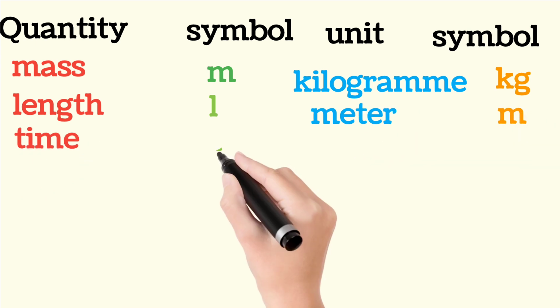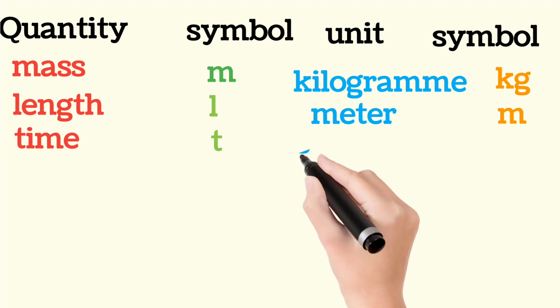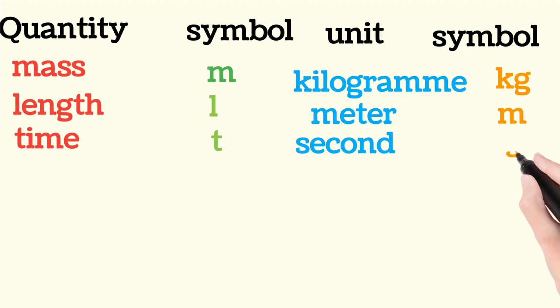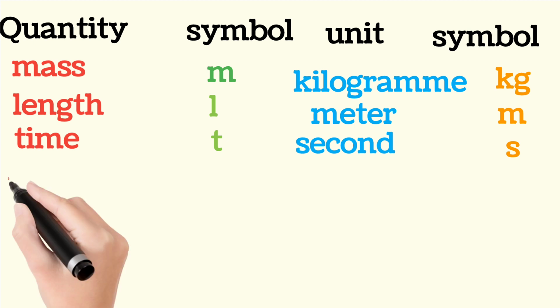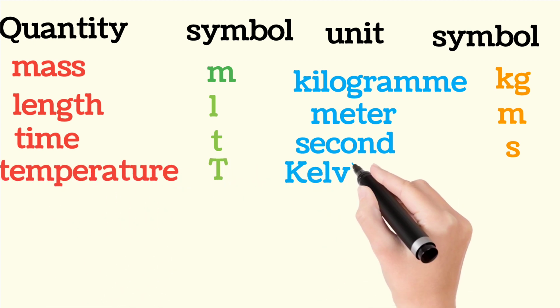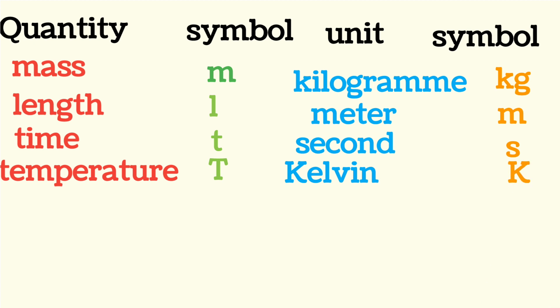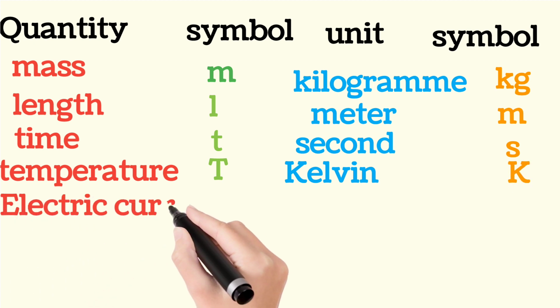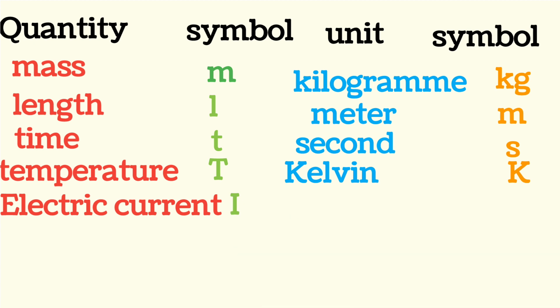Next is time. Its symbol is T. Its unit is second, represented by s. Next is temperature. Its symbol is T. Its unit is Kelvin, represented by K. Next is electric current, represented by I. Its unit is ampere, represented by A.